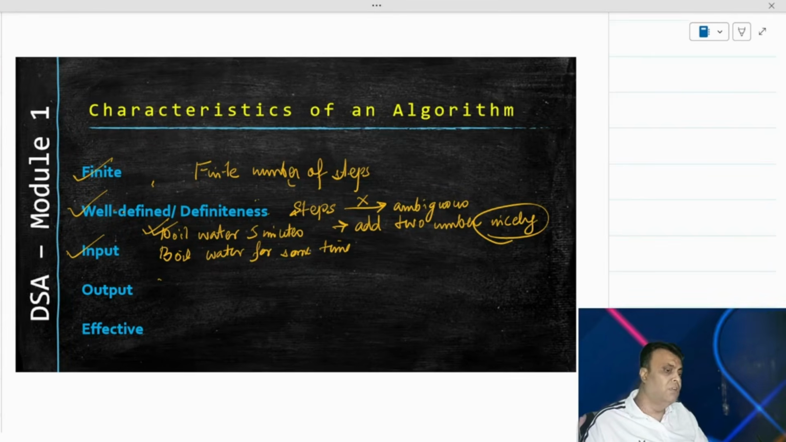Now let's talk about input. Input is basically, can we execute any code, any algorithm without having an input? Of course we can.